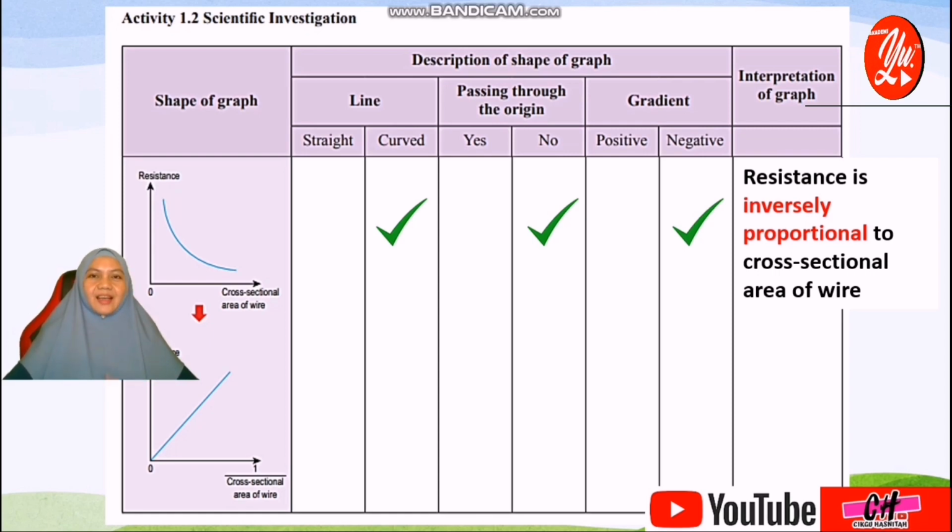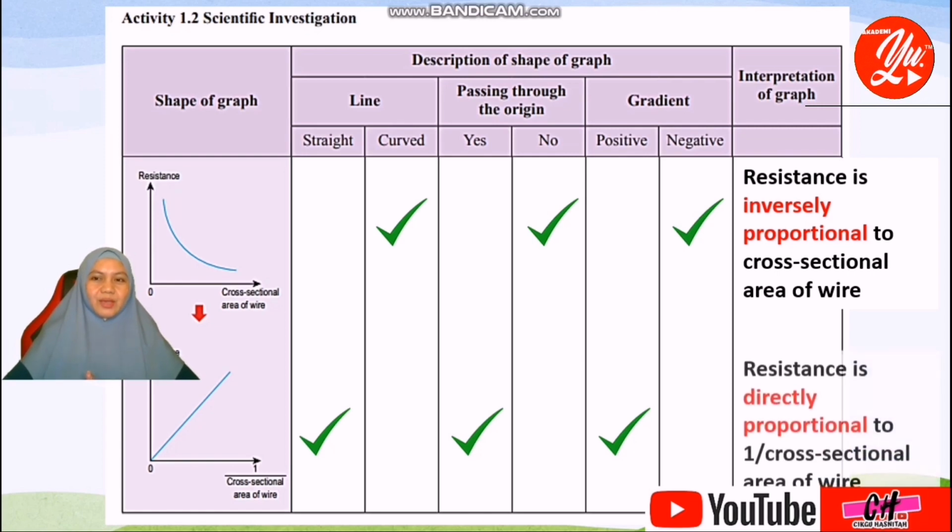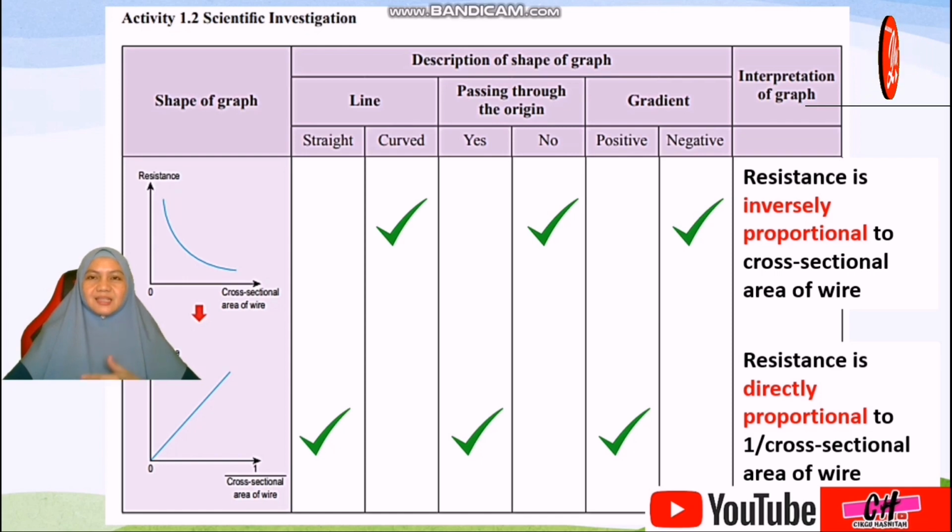It is, yes, a straight line graph. It passes through the origin, of course, and the gradient is positive. So how does the resistance relate to the reciprocal of the cross-sectional area of the wire? We can say resistance is directly proportional to the reciprocal of the cross-sectional area of the wire. And actually both types of graph show that the resistance is inversely proportional to the cross-sectional area of the wire.